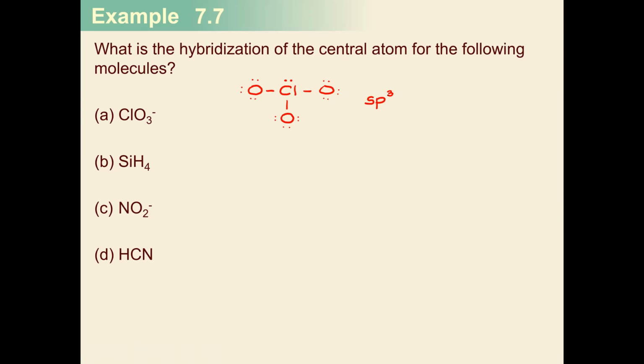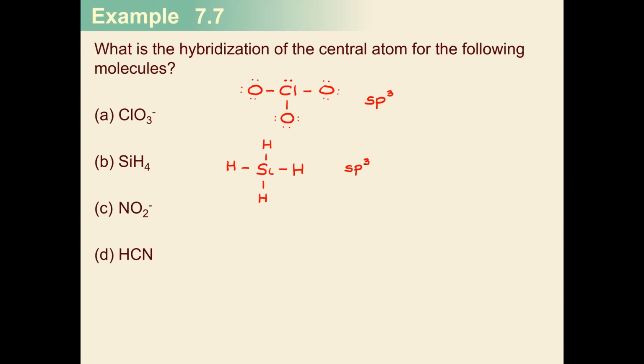If I go ahead and look at my silicon tetrahydride, what I can do in this case is take my silicon, surround it by our hydrogen atoms, and notice that I have 4 equivalent attachments pulling in opposite and equal directions. Those 4 attachments mean that I need to have 4 equivalent orbitals. So in this case, this is going to be sp3 as well.